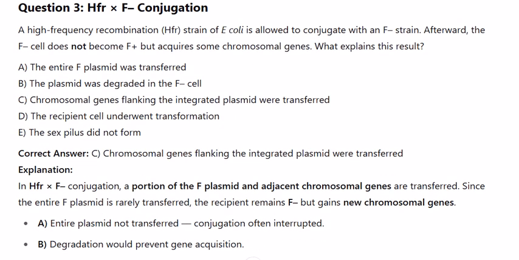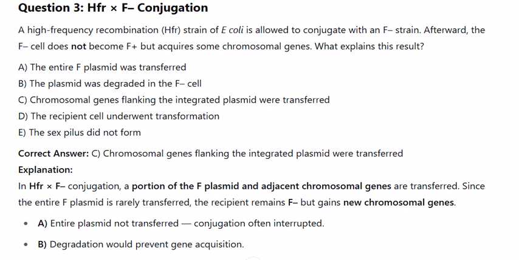Question 3. HFR by F minus conjugation. A high-frequency recombination, HFR, strain of E. coli is allowed to conjugate with an F minus strain. Afterward, the F minus cell does not become F plus, but acquires some chromosomal genes. What explains this result? A. The entire F plasmid was transferred. B. The plasmid was degraded in the F minus cell.